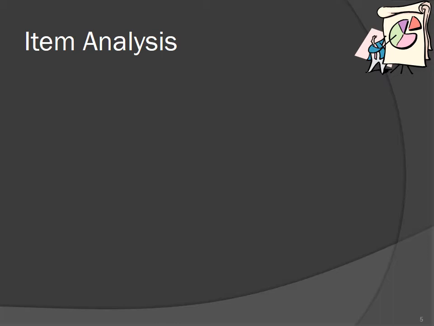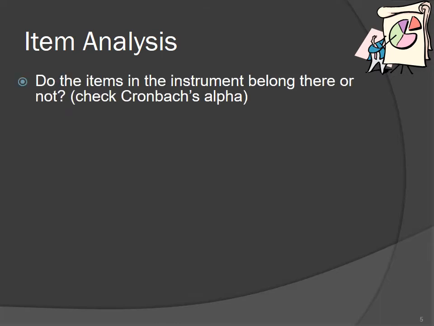Next, we need to analyze the items that we might have used to measure KSU parking. Do the items in an instrument belong there or not? One statistic that will help you determine that is Cronbach's alpha. It will analyze the 6 or 7 questions we ask about parking. If they are truly measuring the same thing, they should be related to each other. And Cronbach's alpha gives you a measure, a number that tells you if they are truly related to each other. Typically, a value of 0.7 or higher is considered a good Cronbach's alpha score and indicates that the items are likely to be measuring one thing.